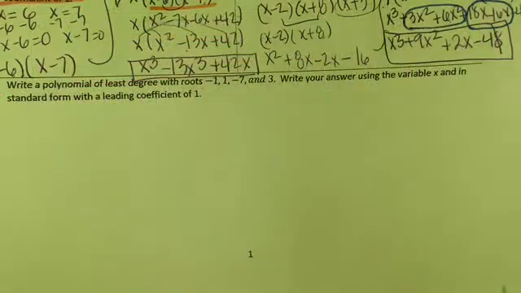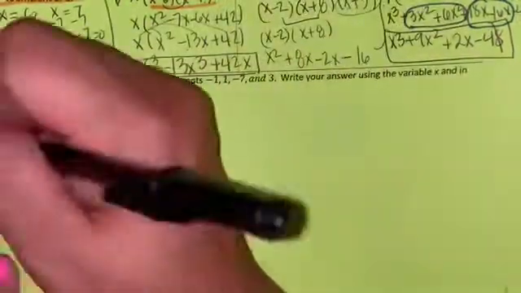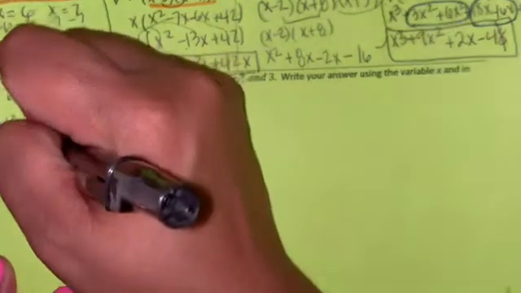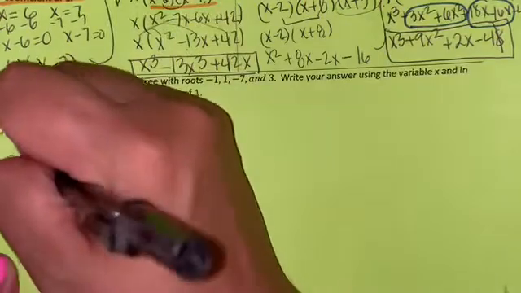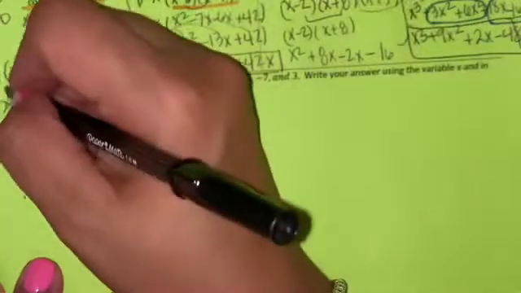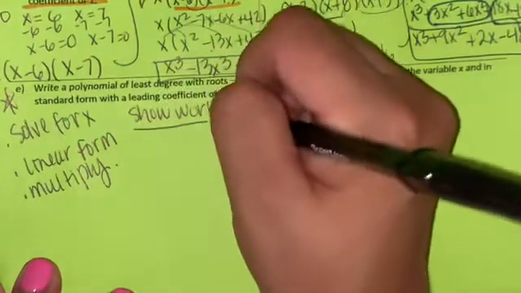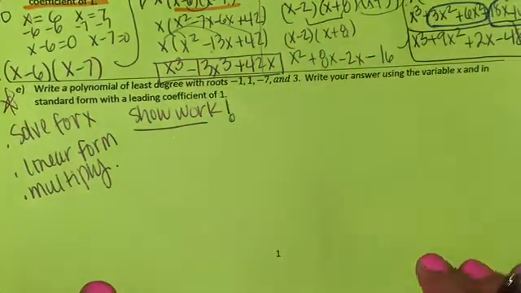Okay, we're going to do this one the long way. So if we look back at our steps, we had to solve for x, linear form. So I had to solve for x. I had to get the linear form. Then I had to multiply. Okay, remember this is the work that we want to see. So you have to show work. You have to show work to get full credit.